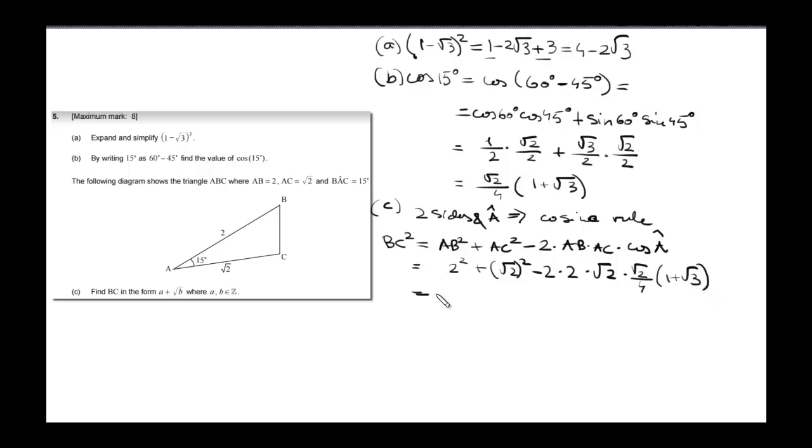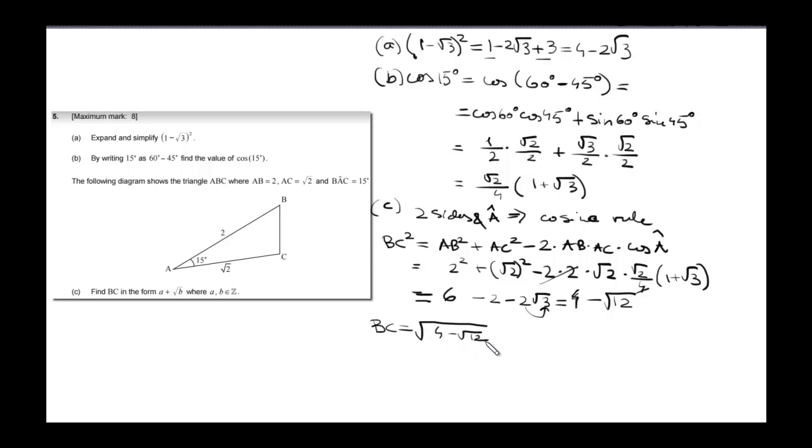That will be equal to 4 plus 2, 6. 2 times 2, 4, we simplify. Square root 2 times square root 2 is 2. So 6 minus 2 minus 2 root 3, which will be equal to 4 minus, the 2 can get under the square root as 4, 4 minus square root of 12. Therefore, BC will be equal to square root of 4 minus square root 12.